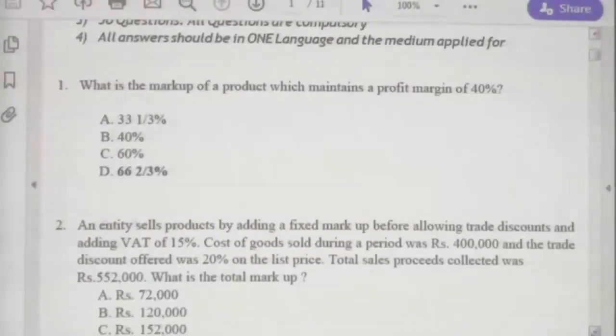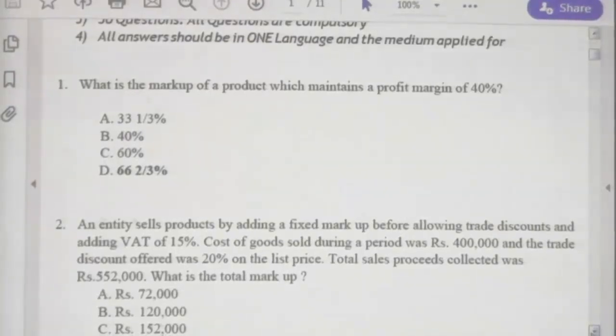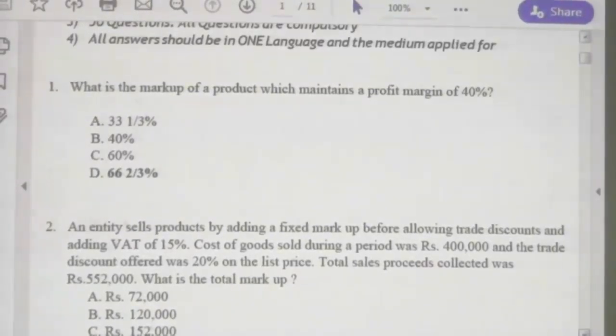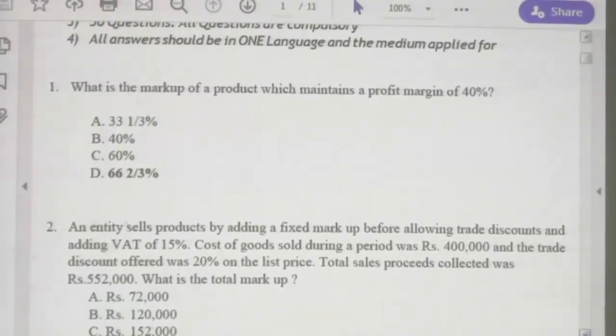Question number 1 says, what is the markup of a product which maintains a profit margin of 40%, right? That is the question. Now you need calculators to calculate this. Therefore, you have to be careful when you are attending the exam. Please bring your calculators to calculate everything. Don't believe that because this is a multiple choice question, there is no need to use calculators. You have to use them, because you have the same kind of questions as in the SSI paper, right? Let's start the calculation of the first question.